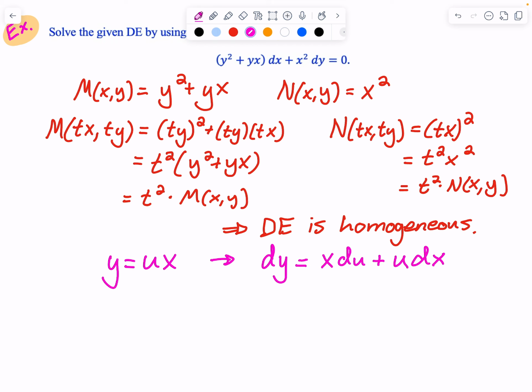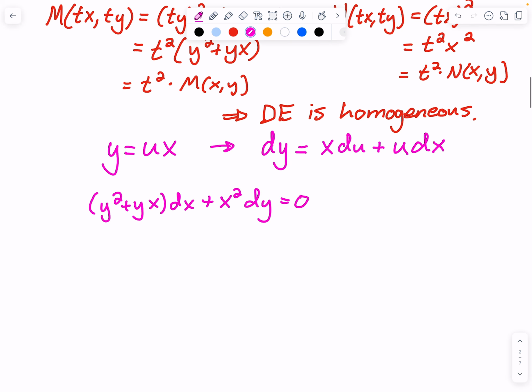All right, so I'm going to rewrite the equation so I can see exactly what I'm plugging into without having to scroll up and down. It's x squared dy equals 0. So I'm going to replace all y's and dy.